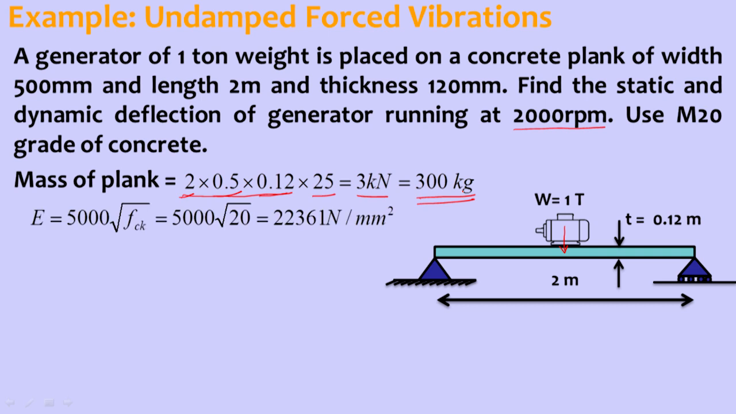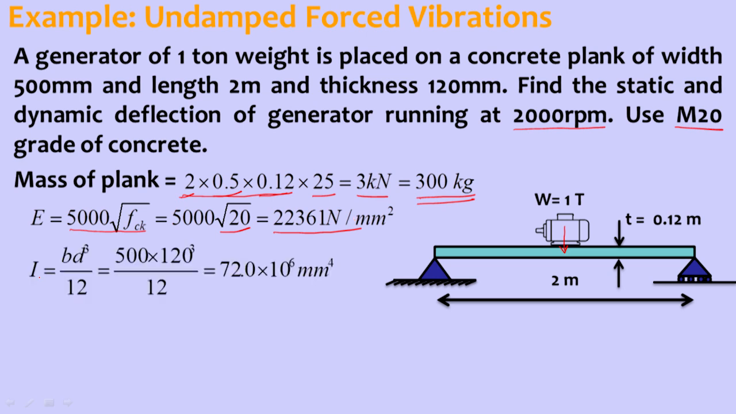And then the modulus of elasticity of the system according to IS 456 is 5000 under root FCK, since the characteristic strength is given as 20 Newton per mm square. So, we have 5000 under root 20. So, we get 22,361 Newton per millimeter square as the modulus of elasticity.